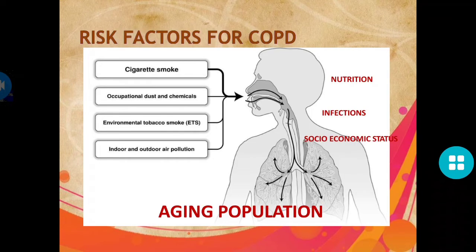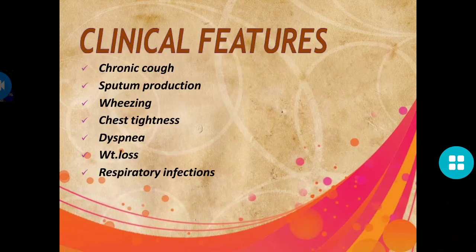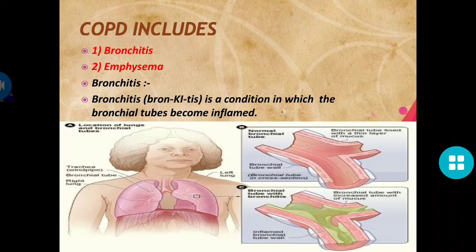Next, risk factors of COPD. Cigarette smoking, occupational dust and chemicals, environmental tobacco smoke, indoor and outdoor air pollution, nutrition, infections, socioeconomic status. Next, clinical features of COPD. Chronic cough, sputum production, wheezing, chest tightness, dyspnea, weight loss and respiratory infections.